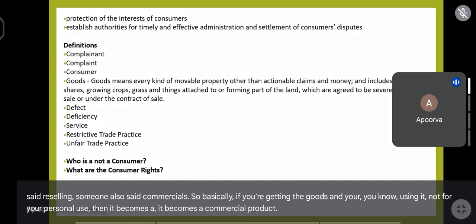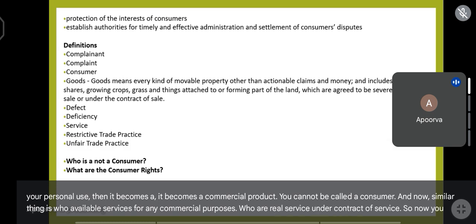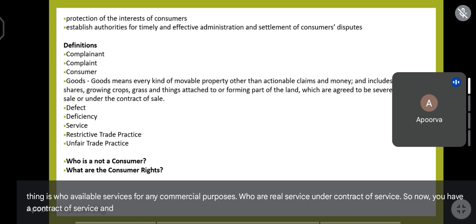You cannot be called a consumer. And similarly, someone who avails services for any commercial purposes, or who avails service under a contract of service. So now you have a contract of service and you are availing services. That kind of category also cannot be considered a consumer.